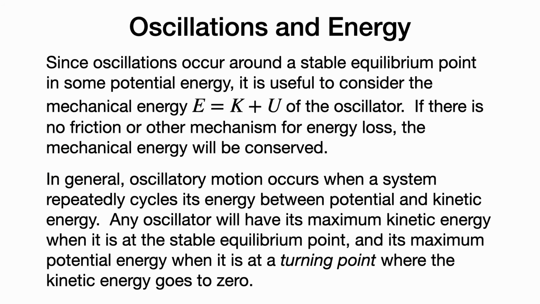Since oscillations occur around a stable equilibrium point in some potential energy, it is useful to consider the mechanical energy of the oscillator. If there is no friction or other mechanism for energy loss, mechanical energy will be conserved. In general, oscillatory motion occurs when a system repeatedly cycles its energy between potential and kinetic energy. An oscillator will have its maximum kinetic energy when it is at the stable equilibrium point, and its maximum potential energy when it is at a turning point where the kinetic energy goes to 0.